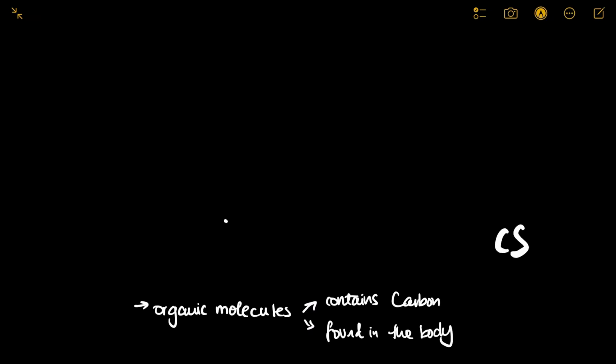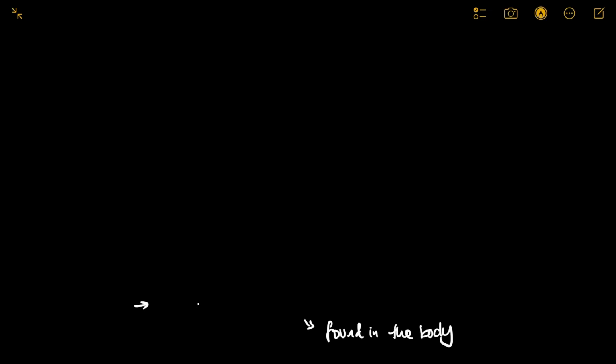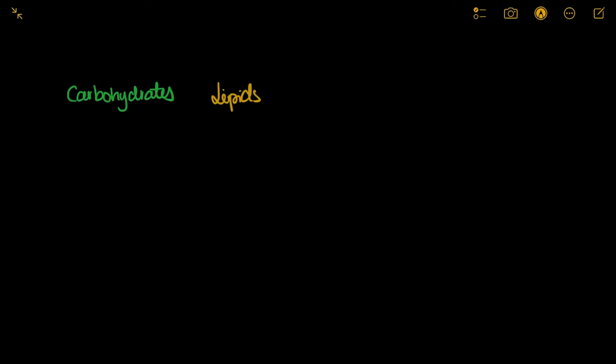Now, there's 4 different types of biological molecules. We'll start to list them, and I'll use 4 different colors for each of them. So the first one is carbohydrates. Then the second one are lipids. In yellow we'll put them. Third one is proteins. And last but not least, we have the nucleic acids in red.